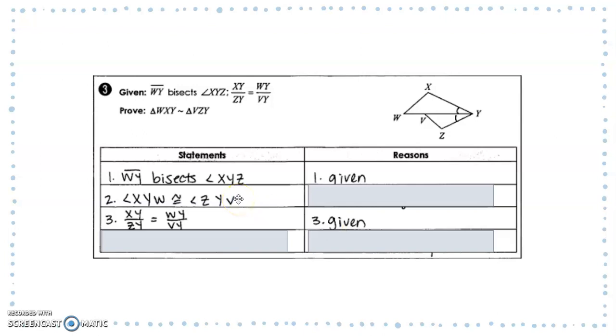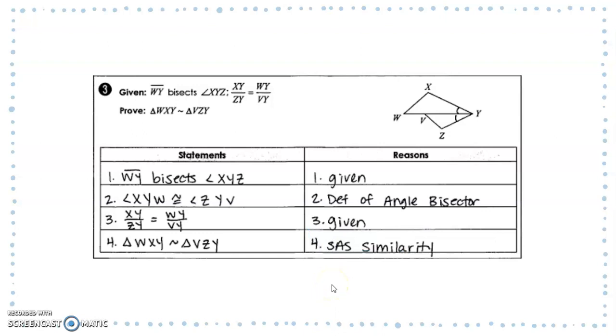And then the third thing is we can say that because WY bisects my angle, that creates two congruent angles using our definition of the angle bisector. So angle XYW is congruent to angle ZYV using that angle bisector definition. With that, my proportion that they told me in my given statement with the angles for my angle bisector allow me to say that those two triangles are similar using side-angle-side similarity.